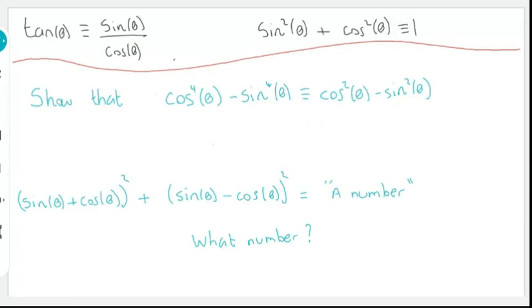But let me give some hints. So for slide 7, some hints might be, I'm going to send the hint in the chat. I know it's been a while since we've done these kinds of things. Sorry. For the one which is sine theta plus cosine theta, all of that squared, plus sine theta minus cosine theta, all of that squared. Mm-hmm.